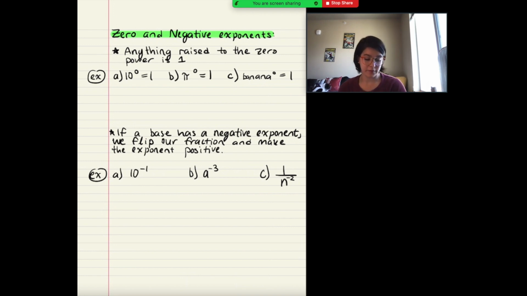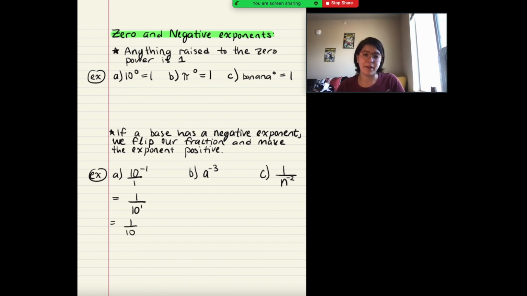Now when it comes to negative exponents, if we have a base with a negative exponent, what we need to do is flip our fraction and make the exponent positive. So for example, 10 to the negative 1. Whenever we don't have a denominator, this implies that we have over 1. So what we do is we flip our fraction and we make our exponent positive. So this would become 1 over 10 to the positive 1, which we could just write as 1 over 10.